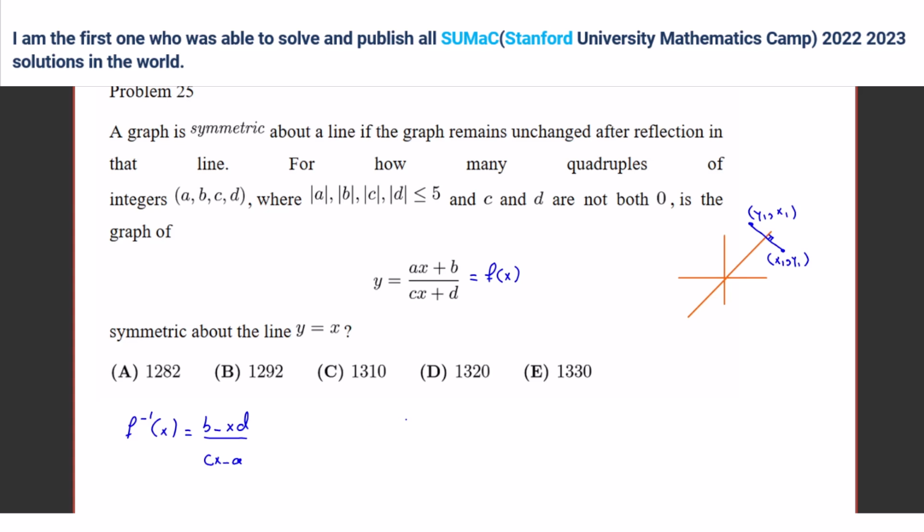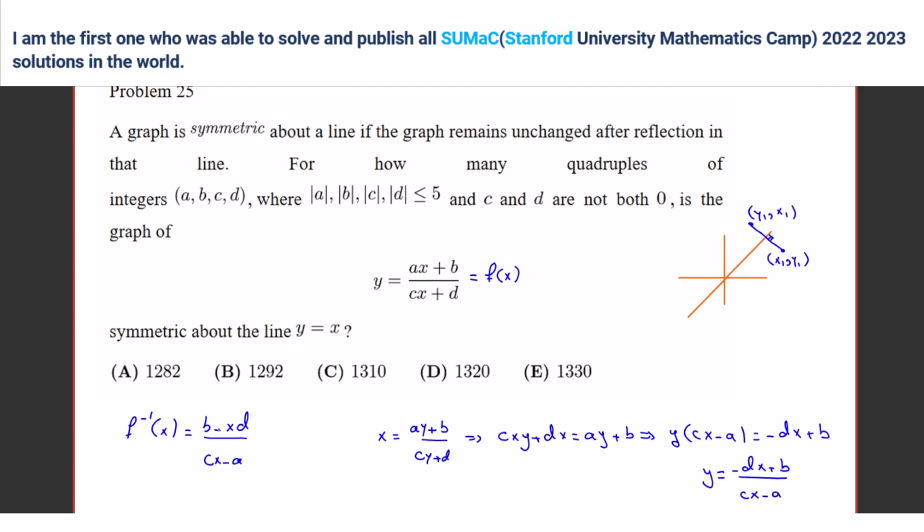Yeah. Okay, so let's check. Here, when you want to find the inverse, we should switch x and y, right? Okay. One approach is this. And then you say cxy plus dx is equal to ay plus b. So y times (cx minus a) is equal to minus dx plus b. So y is equal to (minus dx plus b) over (cx minus a), right?